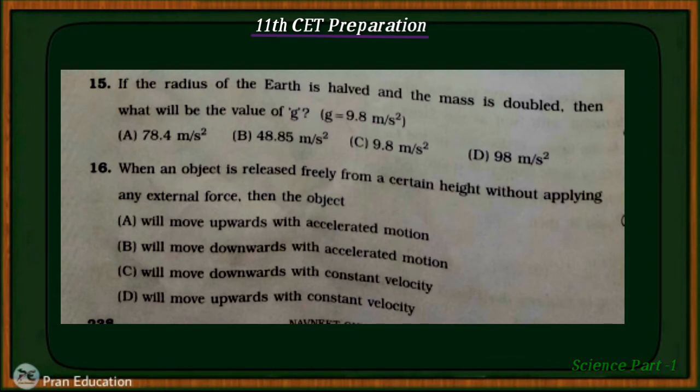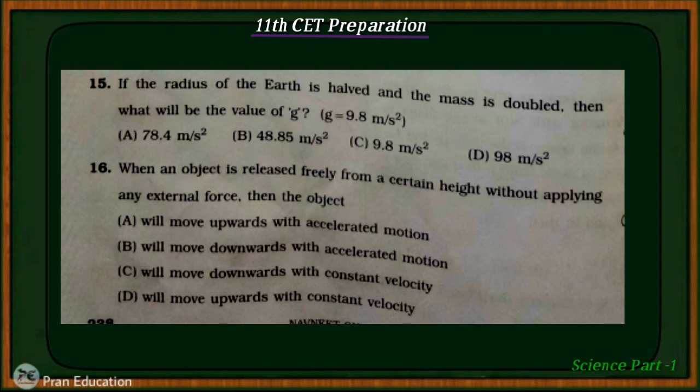Fifteenth. If the radius of the earth is halved and the mass is doubled, then what will be the value of g? g is equal to 9.8 m/s square. Options: A, 7.4 m/s square; B, 48.85 m/s square; C, 9.8 m/s square; and D, 98 m/s square. The correct option is option A, 78.4 m/s square.